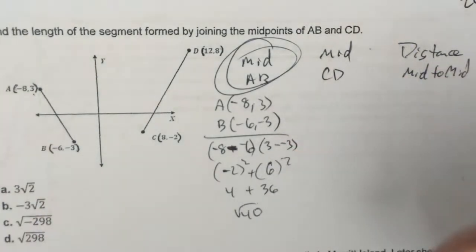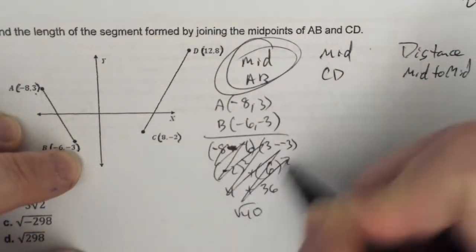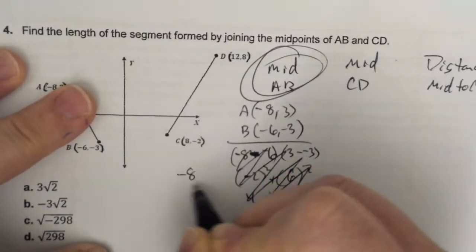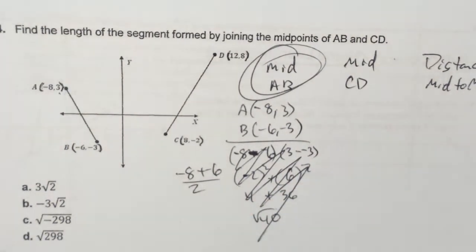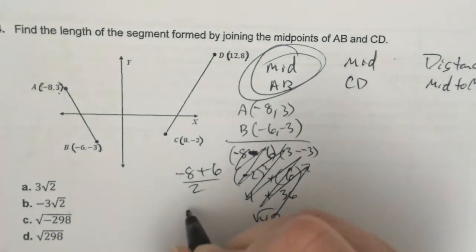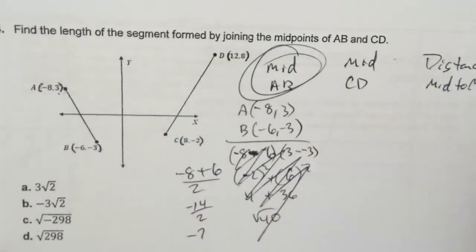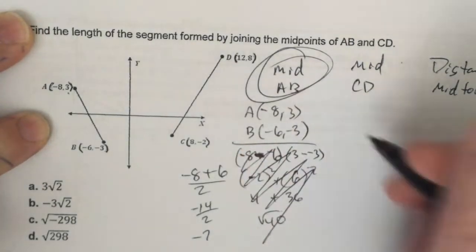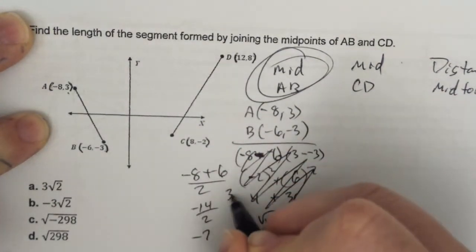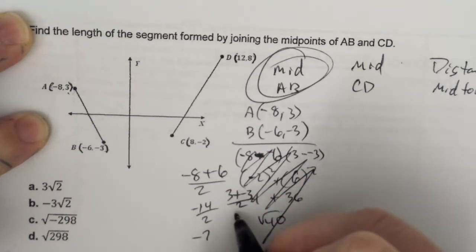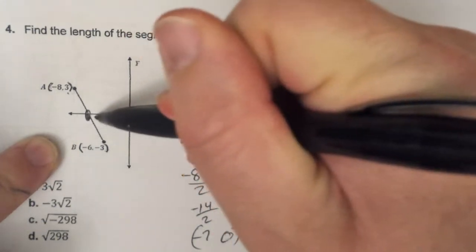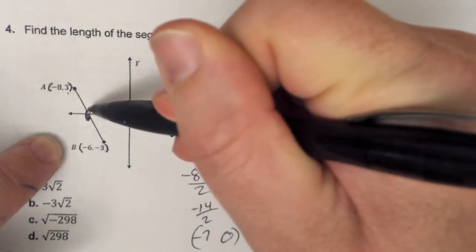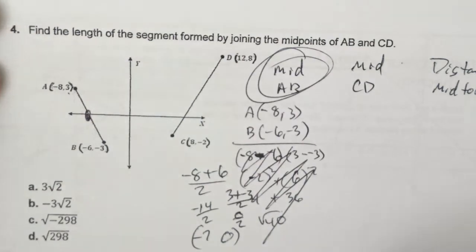Okay, so we're supposed to do midpoint. So we're supposed to add those together, divide by 2. So let's try that again. That would be -8 plus -6 all over 2. We get -14 over 2, which is -7. Okay, and we have 3 plus -3 over 2, which is 0 over 2, which is 0. Which is where we're supposed to be, -7, 0. That does feel like the right spot.